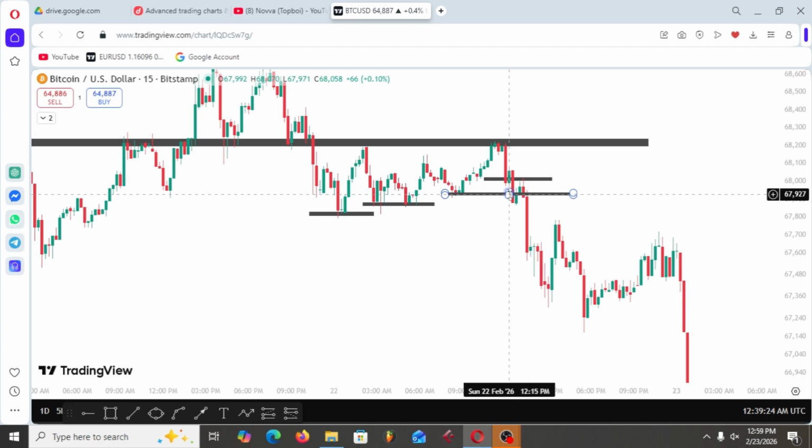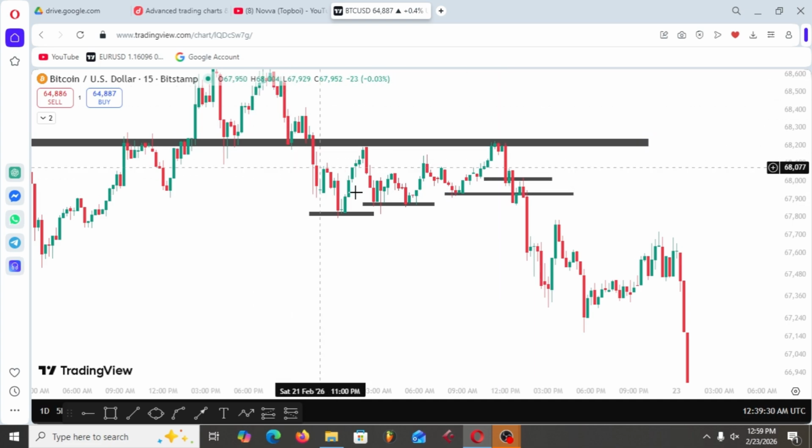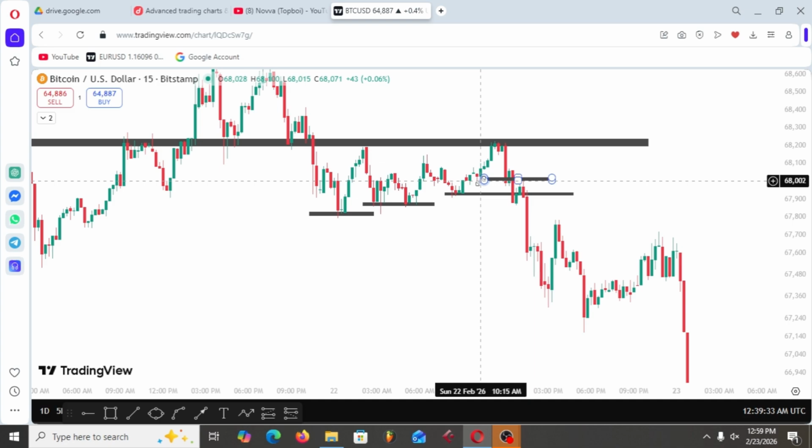A market that is buying is not meant to be doing what? Breaking lows. Do you understand? If the market is selling, it will be breaking lows. But if it's buying, it's not meant to be breaking lows. Once it's breaking lows, you will just know that it's not following structure, and it should not be.